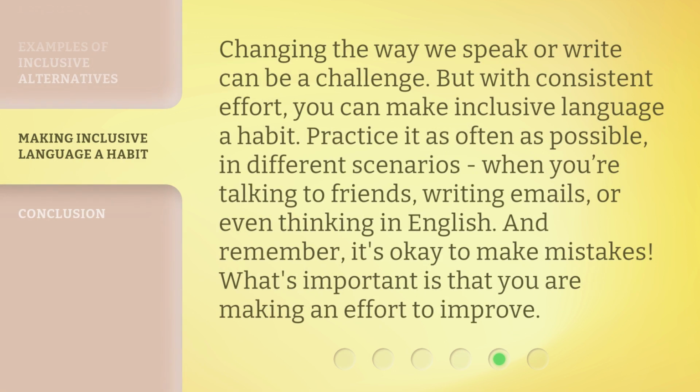Changing the way we speak or write can be a challenge, but with consistent effort, you can make inclusive language a habit. Practice it as often as possible, in different scenarios, when you're talking to friends, writing emails, or even thinking in English. And remember, it's okay to make mistakes. What's important is that you are making an effort to improve.